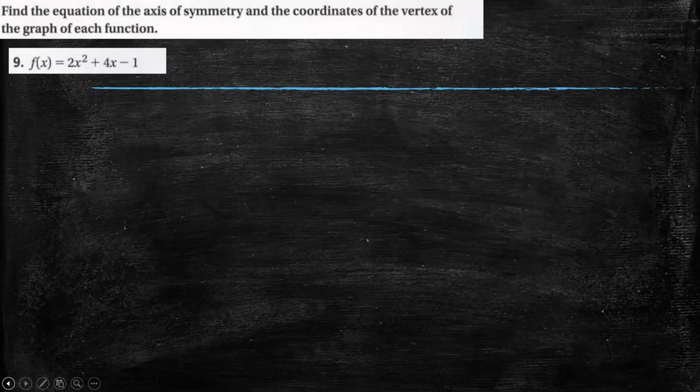Now, f of x equals 2x squared plus 4x minus 1. Who can tell me the shape of the graph? Is it open upward or downward? Upward. Yes. Now let's start. First, you have to find the equation of the axis of symmetry.